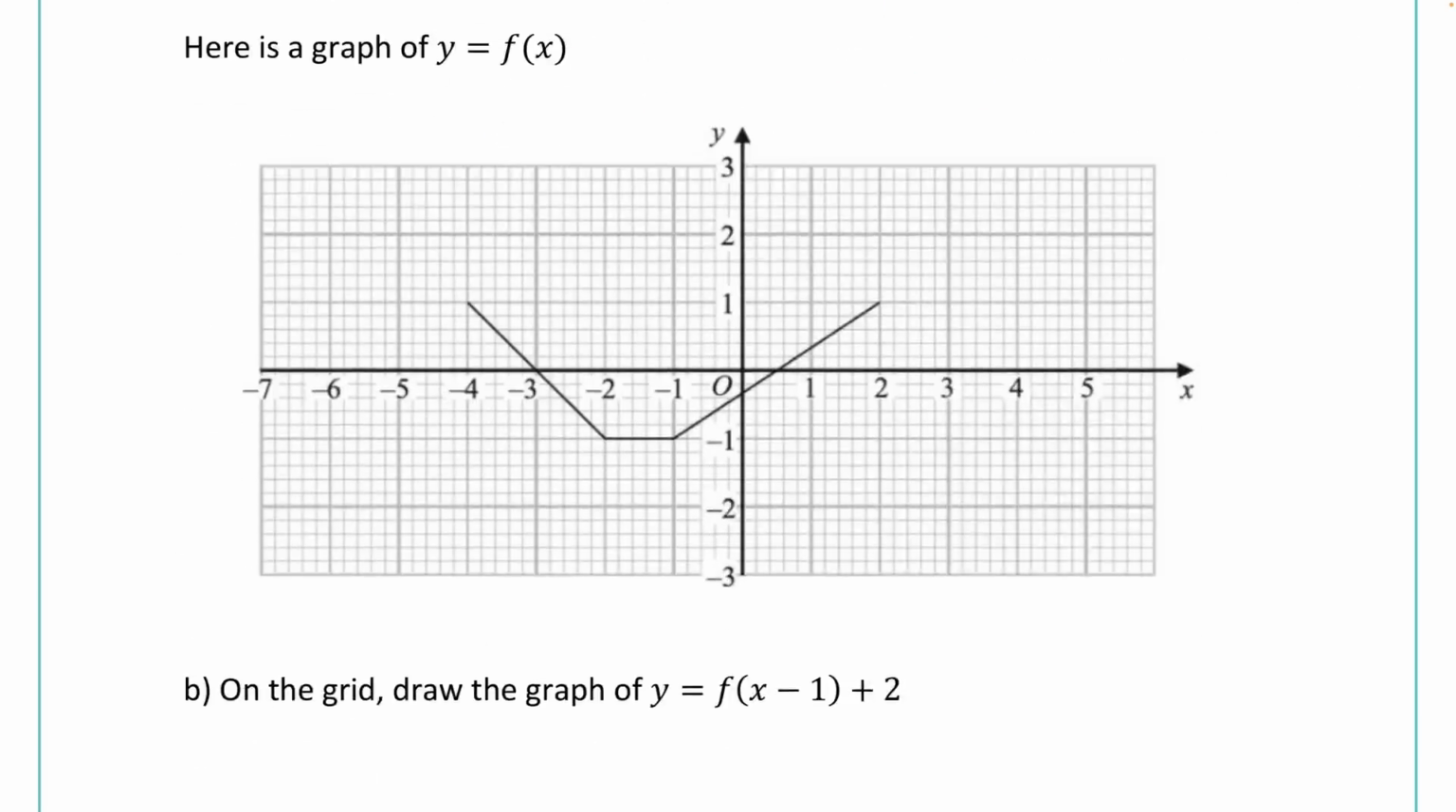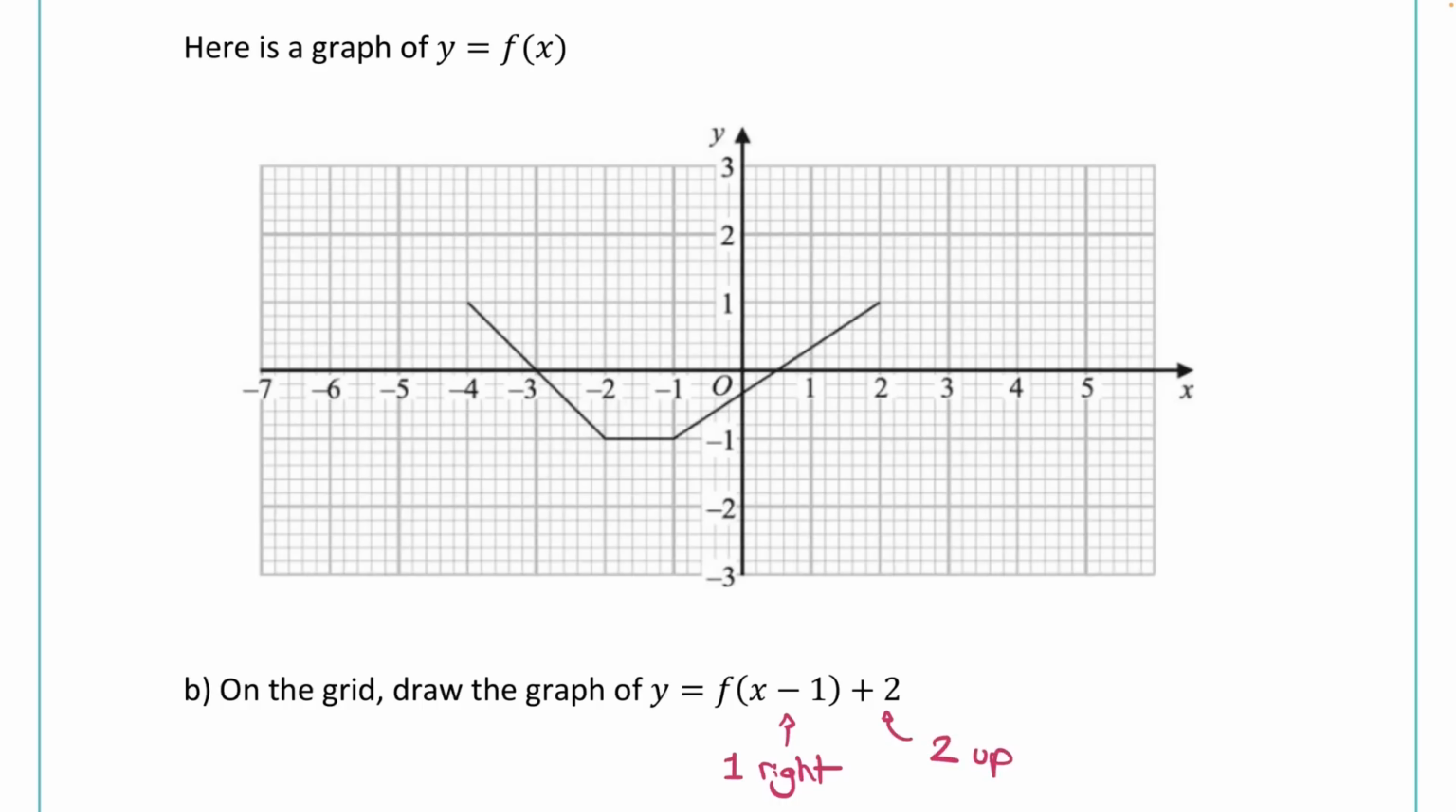Okay, for the next part of this question, we are looking at a graph transformation. So it says here's the graph of y equals f of x on the grid. Draw the graph of y equals f of x plus 1 in the brackets, and plus 2 outside the brackets. So inside the brackets affects the x coordinates, it moves left and right. This particular one, when it's in the brackets, does the opposite. So this particular transformation moves it 1 to the right. And this transformation at the end moves it 2 up.